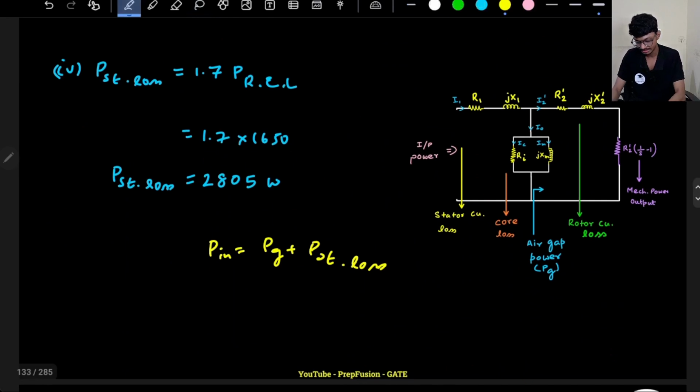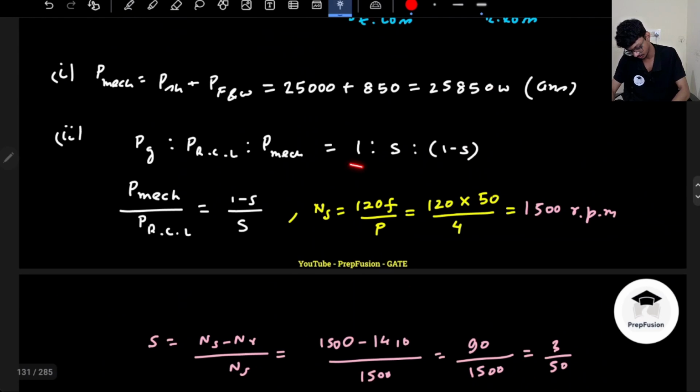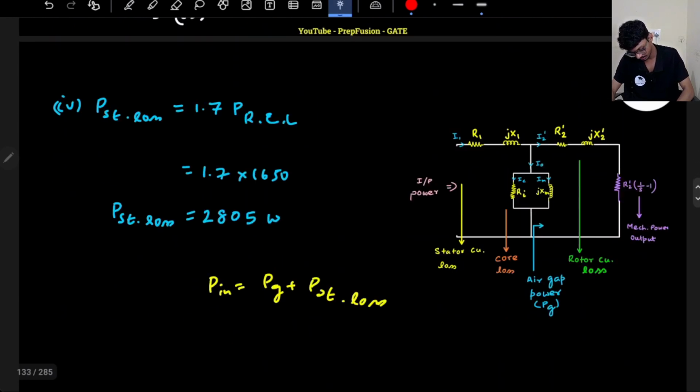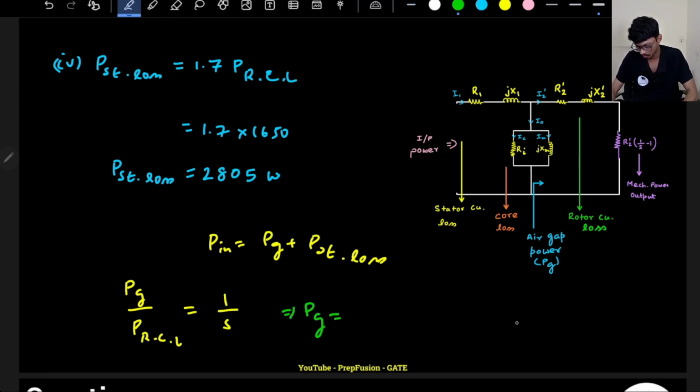So I can say, what is the air gap power? Do I know the air gap power? Again, I have to use this relationship. I know the rotor copper loss, so I can find it very easily. The ratio of air gap power to rotor copper loss is basically 1 by S. So the air gap power Pg will be equal to the rotor copper loss, that is 1650 divided by 3 into 50. So it is basically 27500. Okay, so that is the air gap power.